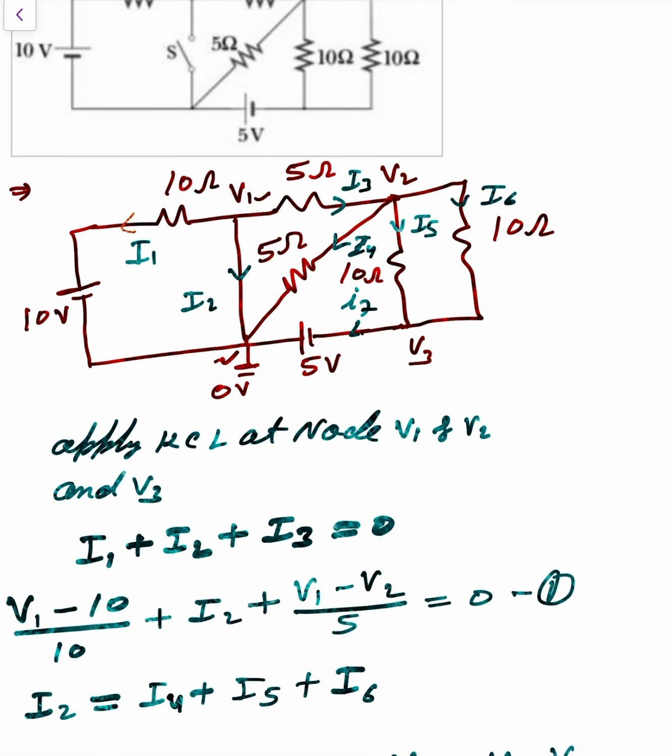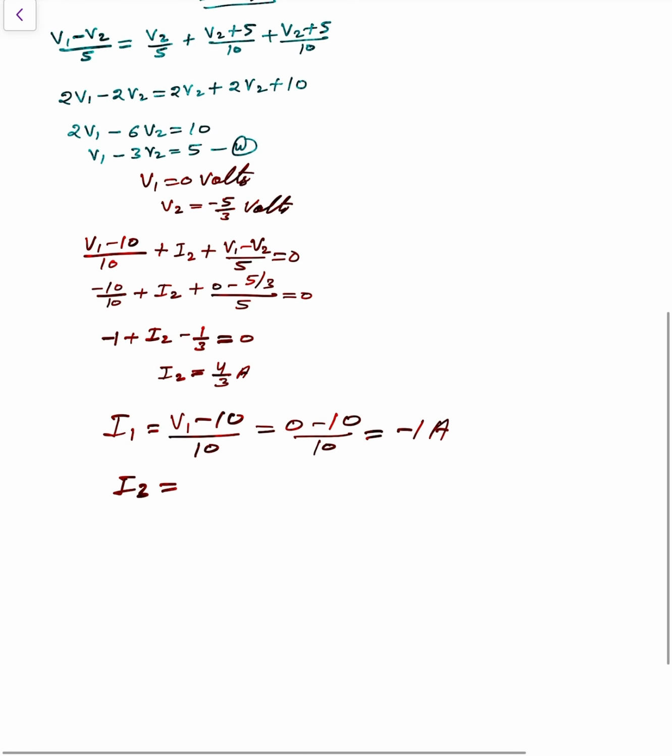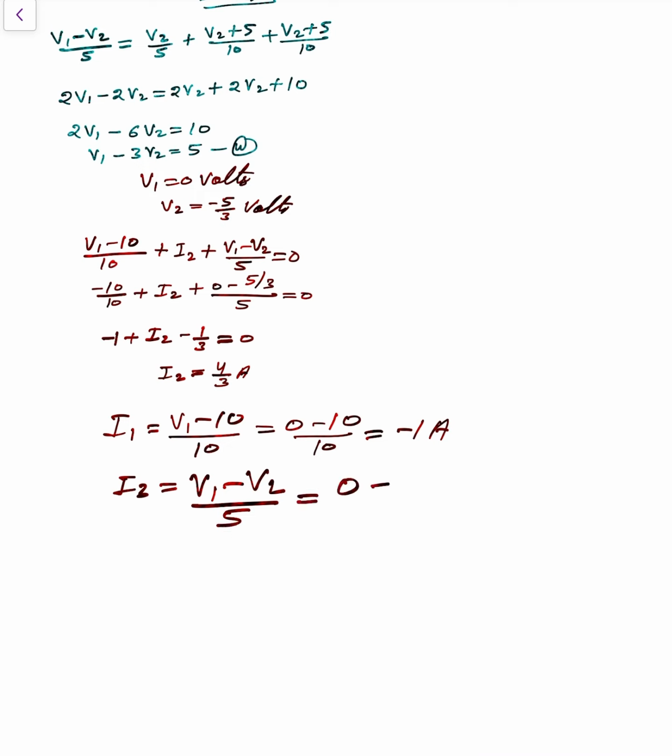I3 is equal to V1 minus V2 divided by 5. Now put 0 minus V2. V2 is minus 5 by 3 divided by 5. So we got 1 by 3 ampere. Sorry, this is I3.